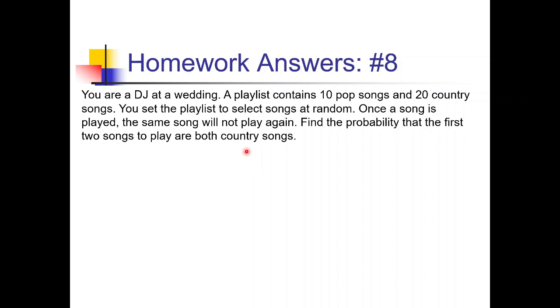For this problem, we are a DJ at a wedding. We have a playlist with 10 pop songs and 20 country songs, and we're going to pick them at random, of course. Once a song's played, it will not be played again, because people would not be thrilled about that. We want to find the probability that the first 2 songs are country songs. All right, well, since you can't play the same song twice, that means what you play the first time affects what you have to choose from the second time around. So these are dependent events.